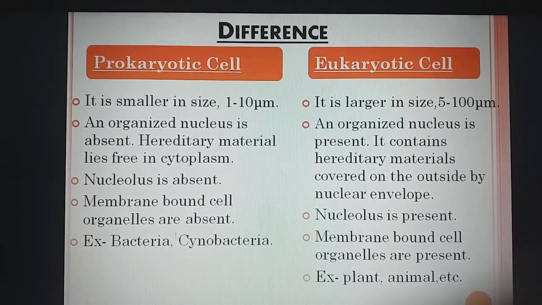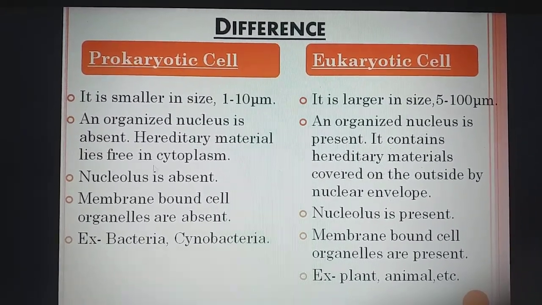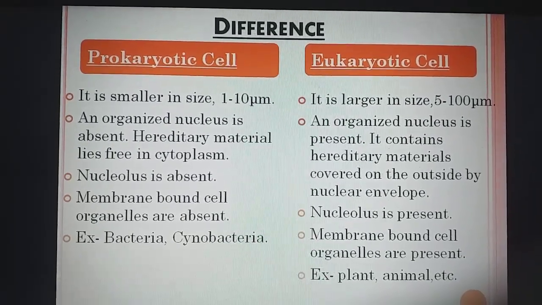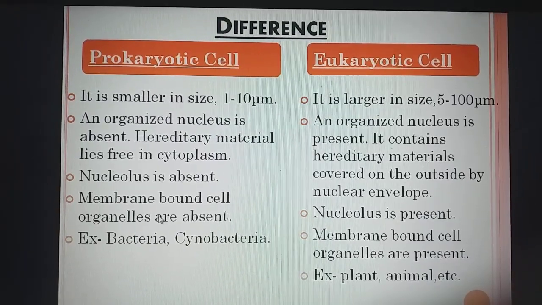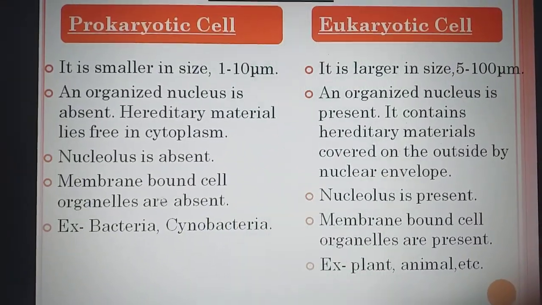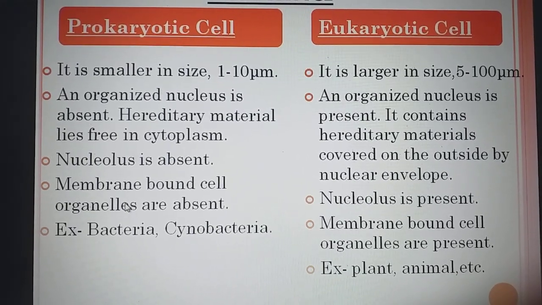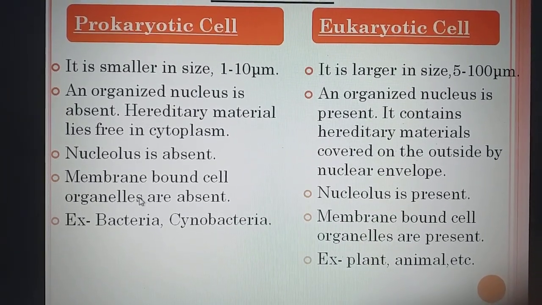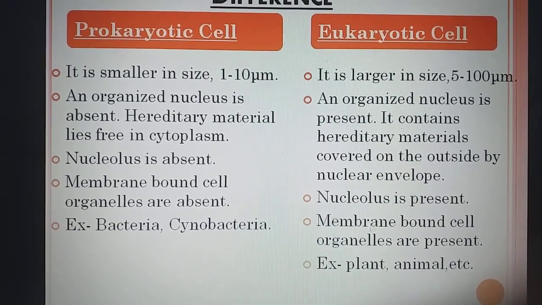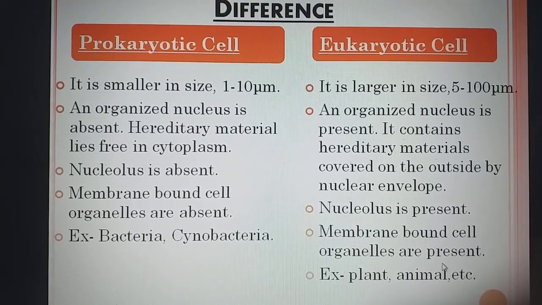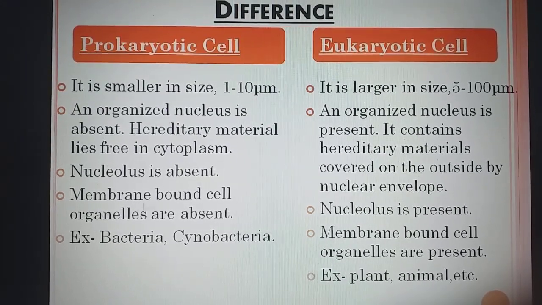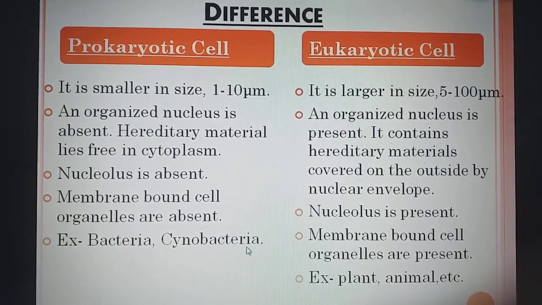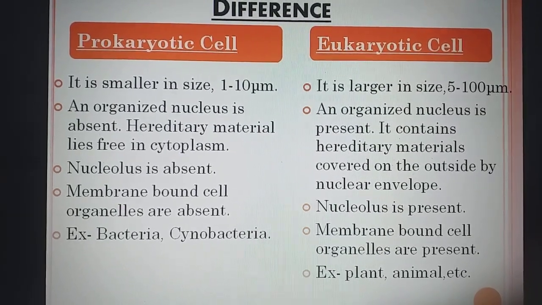Now you must have understood about the nucleolus. The nucleolus is absent in prokaryotes, whereas the nucleolus is present in eukaryotes. Membrane bound cell organelles are absent. Membrane bound cell organelles means those which have the double wall membrane, like mitochondria, chloroplast. These membrane bound cell organelles are absent in prokaryotic cell, whereas they are present in eukaryotic cell. Examples of prokaryotic cell are bacteria, cyanobacteria, whereas examples of eukaryotic cell are plant and animal.